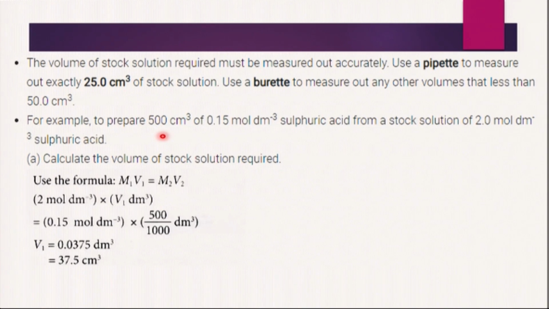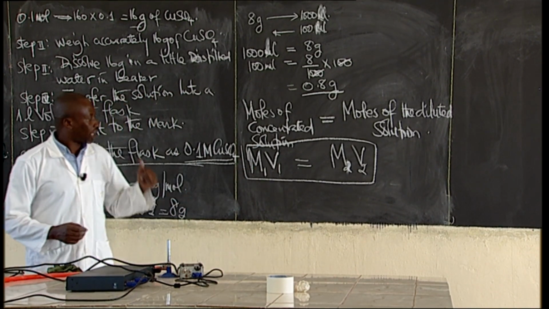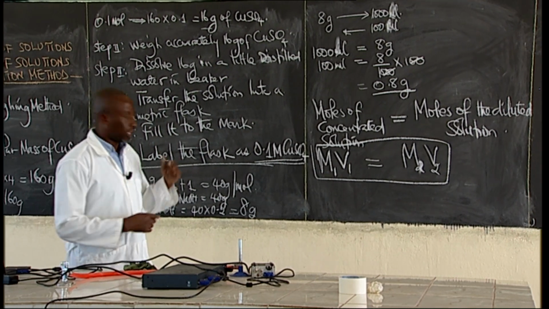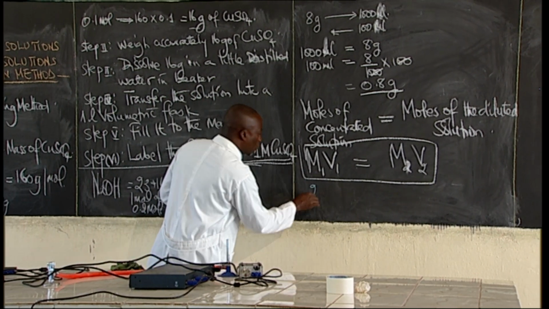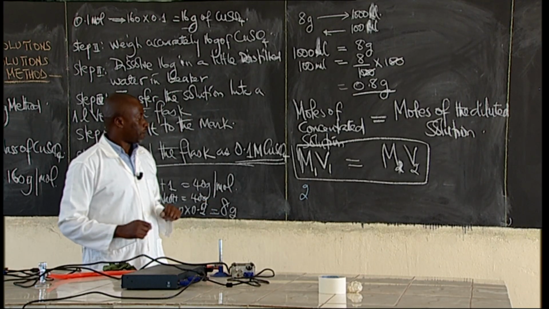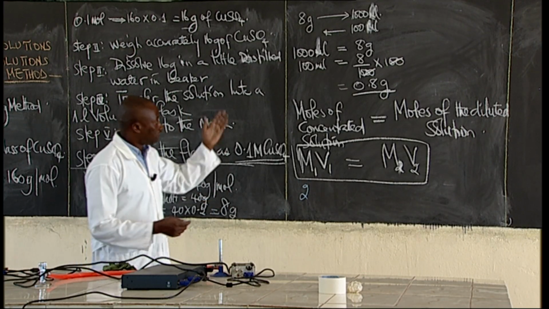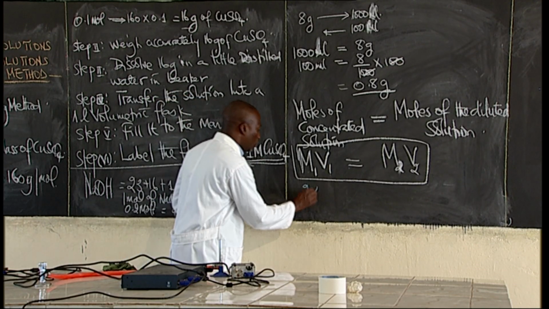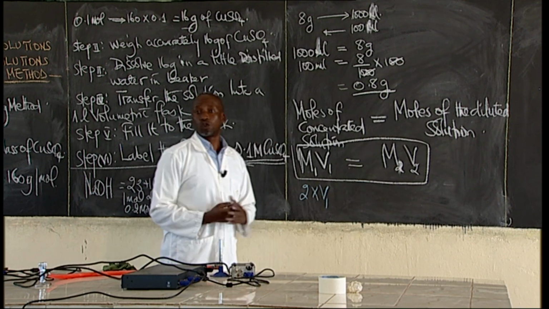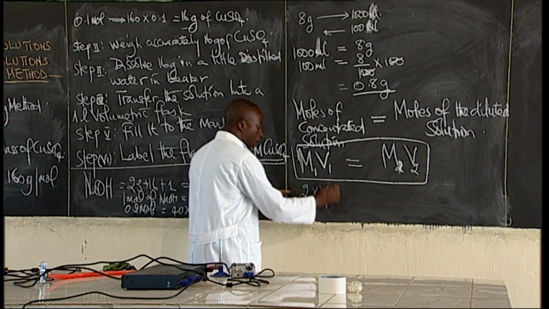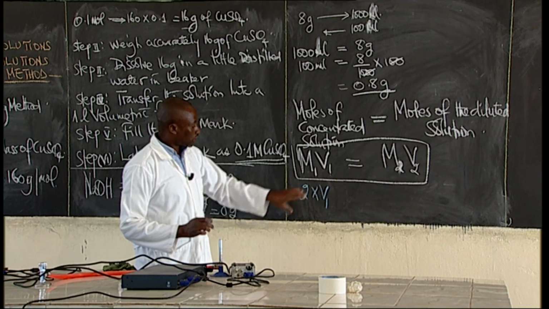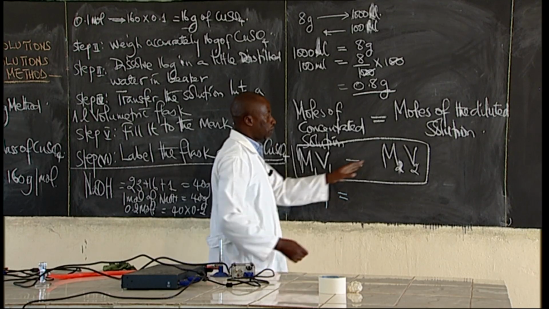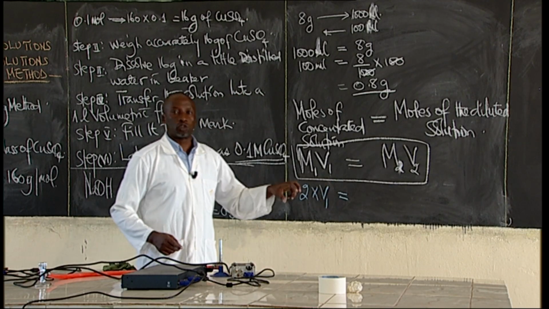Once you are using this, you need to note what will be the M1. The M1 is the molarity of the concentrated solution. In that case, we are using 2, that is 2 molar. The volume we don't know, because that is the volume that we are supposed to measure. So we multiply by the volume, which is not known. This is the number of moles, corresponding to the number of moles of the concentrated solution. And then this will be equal to the moles of the diluted solution.